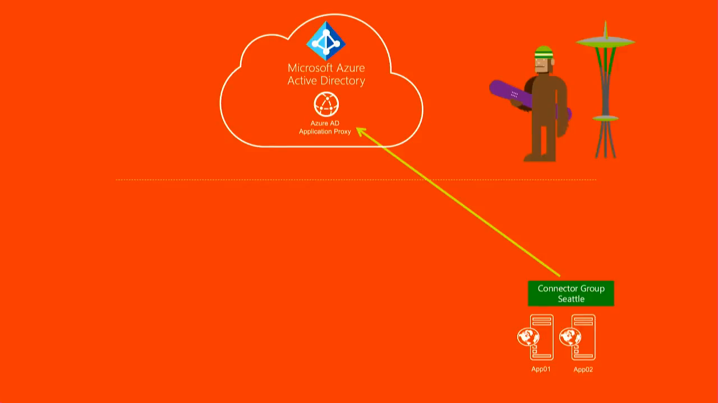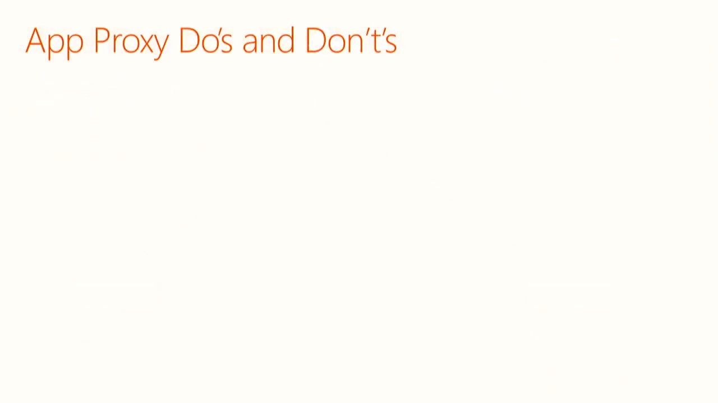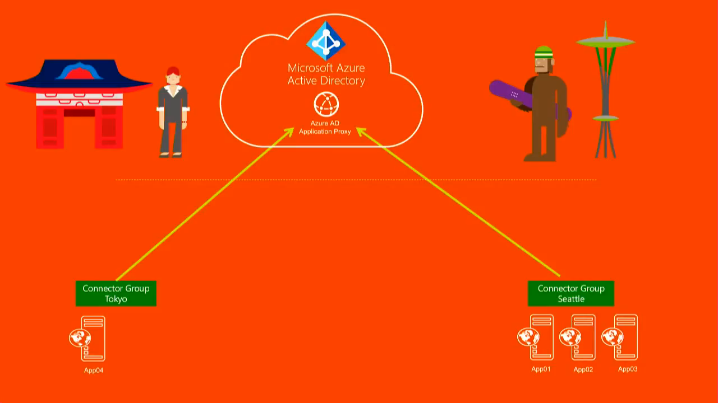So we've got a number of apps over here. We've got another connector group with some other applications. And the users can hit Azure AD, authenticate, and then our conditional access policies can apply. So we can say for this application you need to do MFA, for this application you can only do it from a compliant device, and Azure AD will proxy those authenticated sessions through to our applications and potentially do Windows authentication to give you single sign-on to these apps.